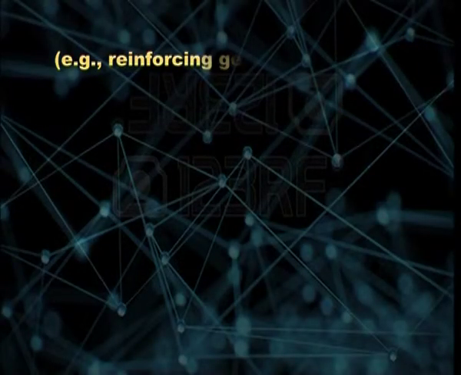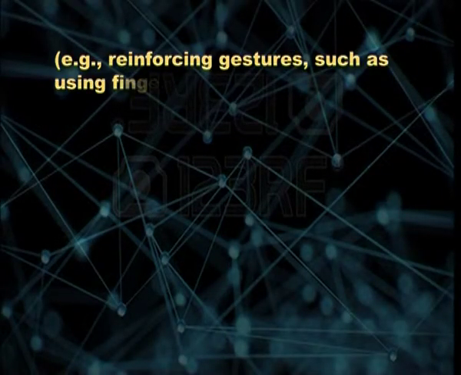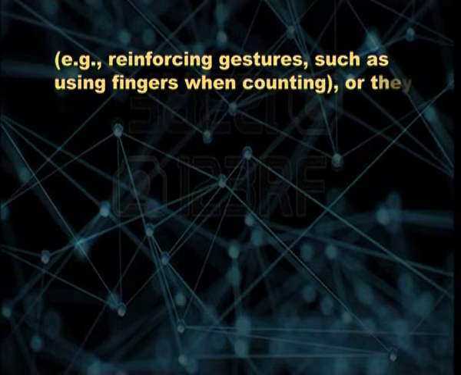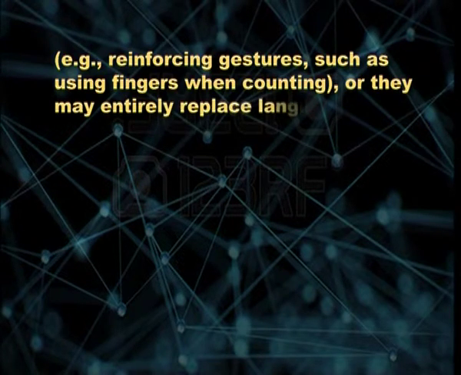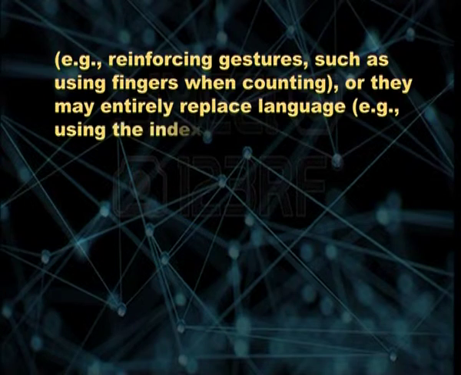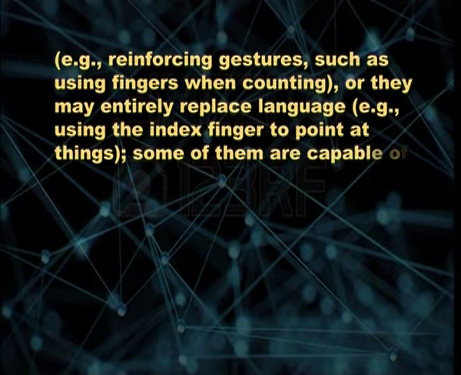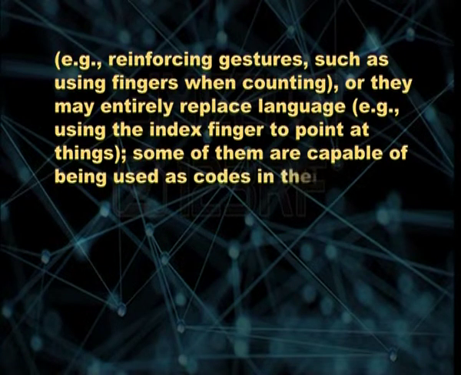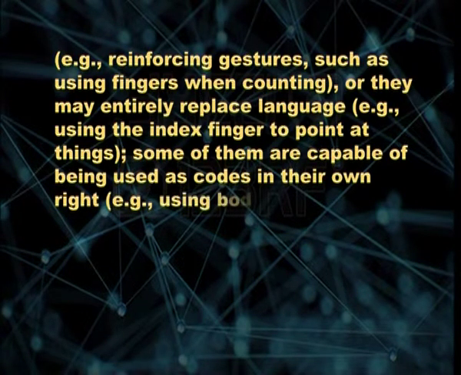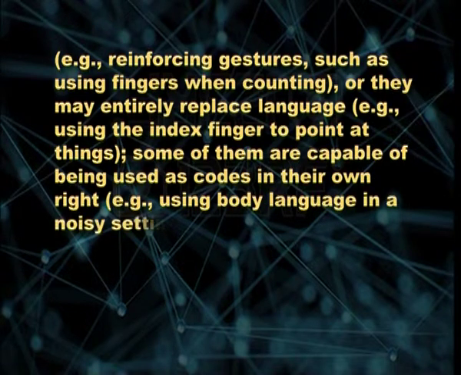Verbal communication utilizes also non-linguistic sign systems. These symbolic codes may be used in a way parallel to language. Example, reinforcing gestures such as using fingers when counting, or they may entirely replace language. Example, using the index finger to point at things. Some of them are capable of being used as codes in their own right. Example, using body language in a noisy setting.